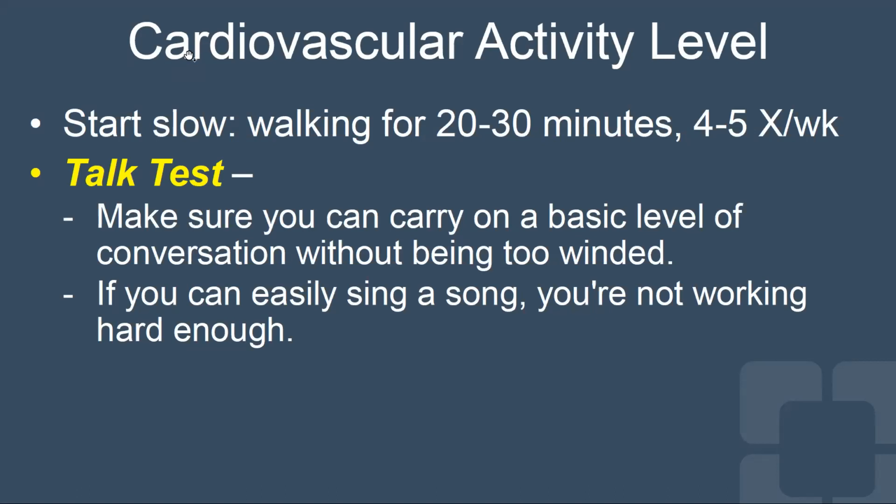This is just making sure that you can carry on a basic level of conversation without being too winded. So if you can easily sing a song, you're not working hard enough. But in that same sense, if you are out of breath and cannot even speak any words, you're working too hard. So just a basic level of conversation.